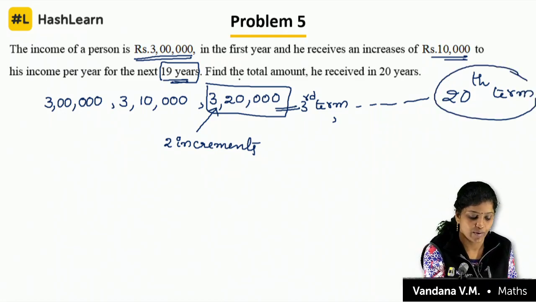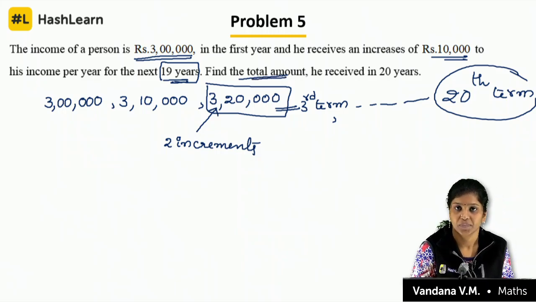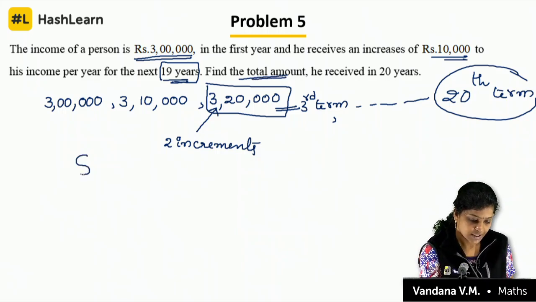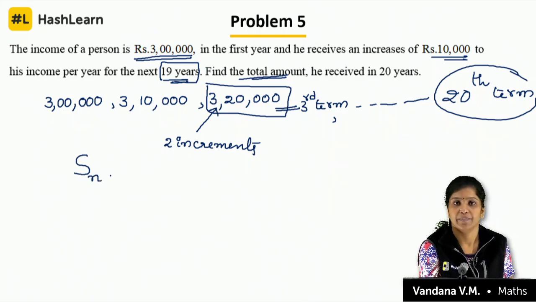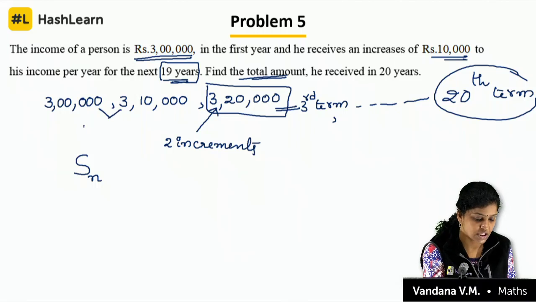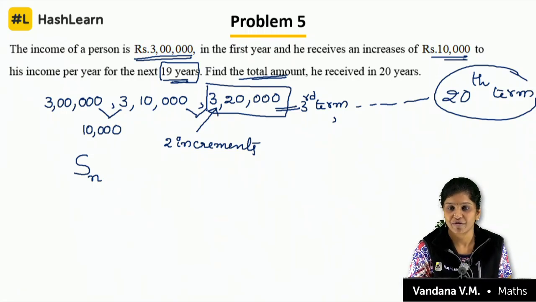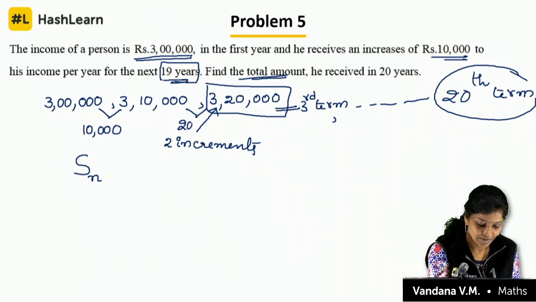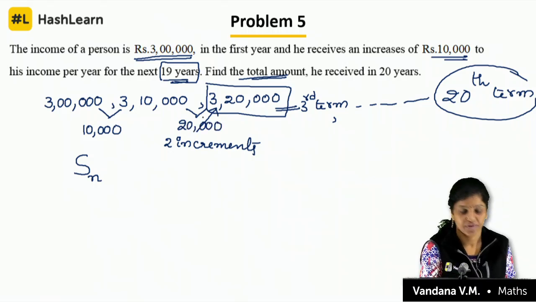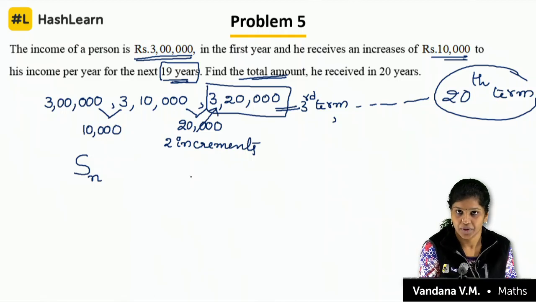Now actually what I want is the total amount, how much I am going to get. Sum, total means what? In which progression is it? The common difference is the same everywhere, that is 10,000. Between the first term and second term, the common difference is the same. Clear? Yes, 20,000. So it is in arithmetic progression.